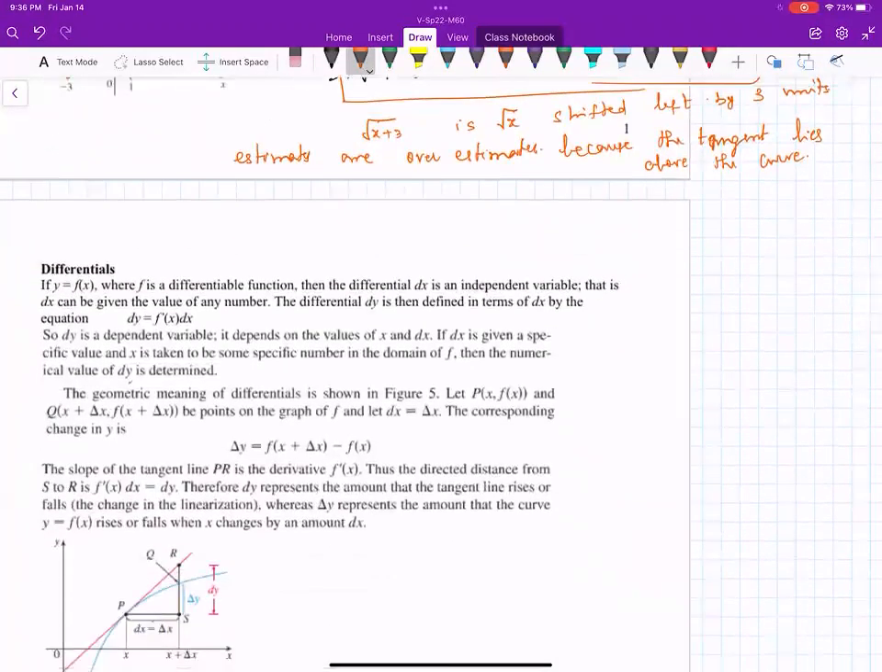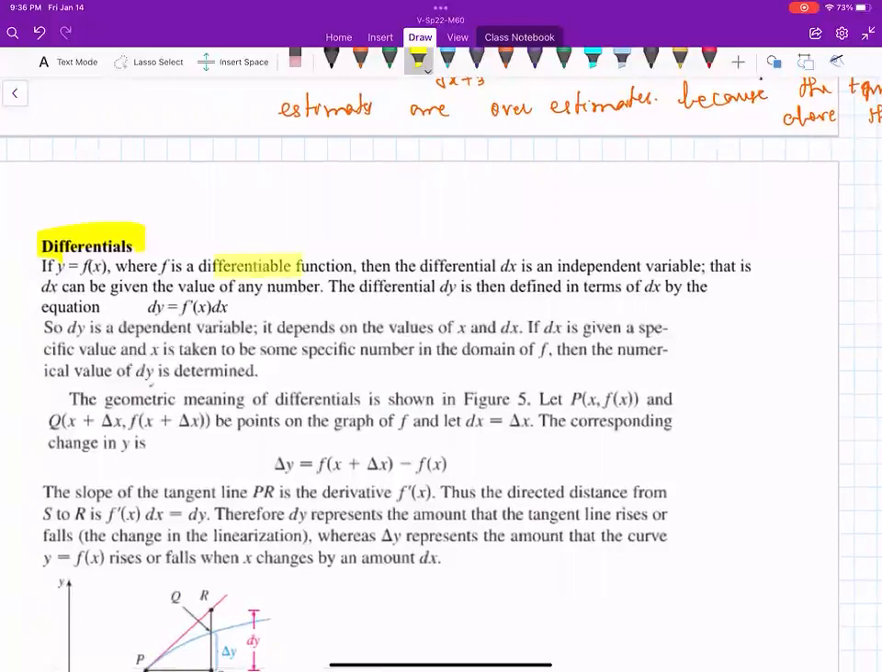What is a differential? If y equals f of x, where f is a differentiable function, then the differential dx is an independent variable. That is, dx can be given the value of any number. The differential dy is often defined in terms of dx by the equation dy equals f prime x dx.